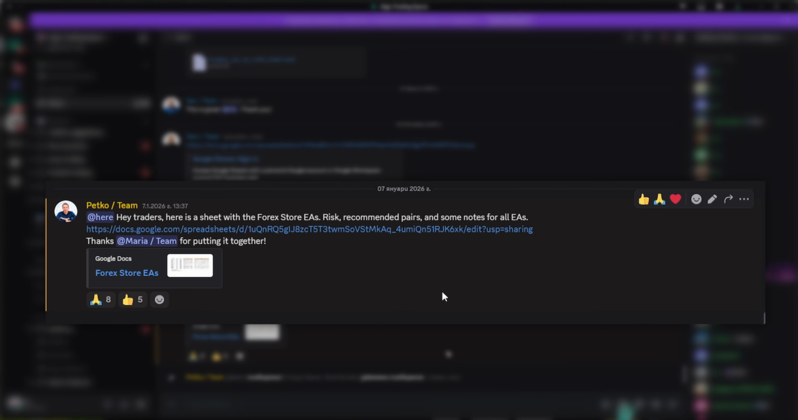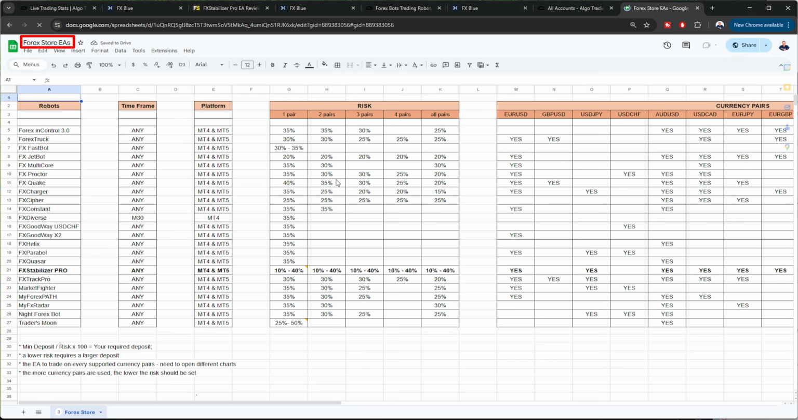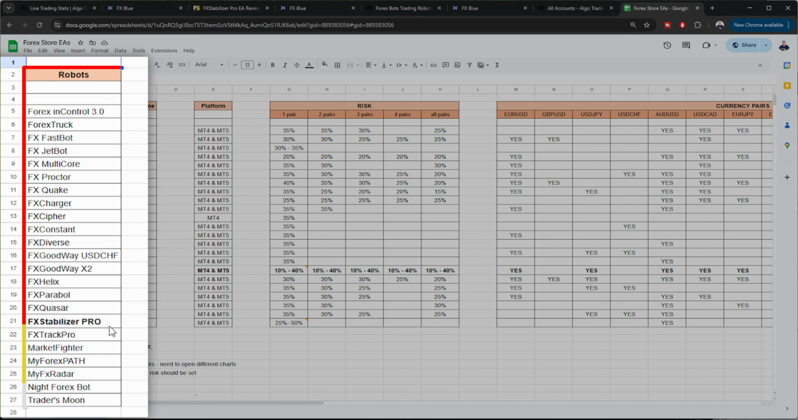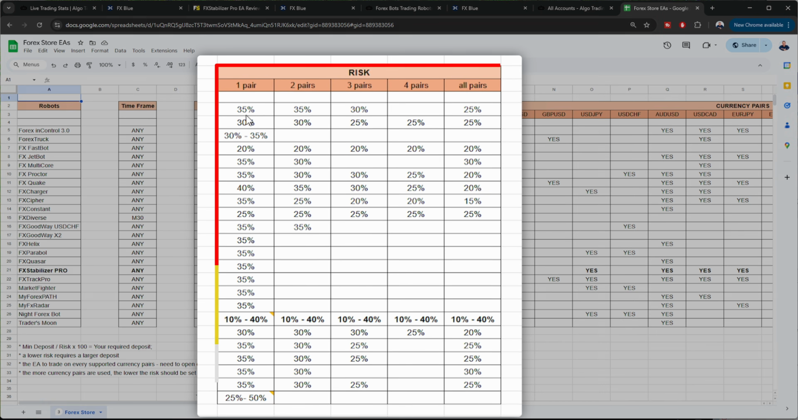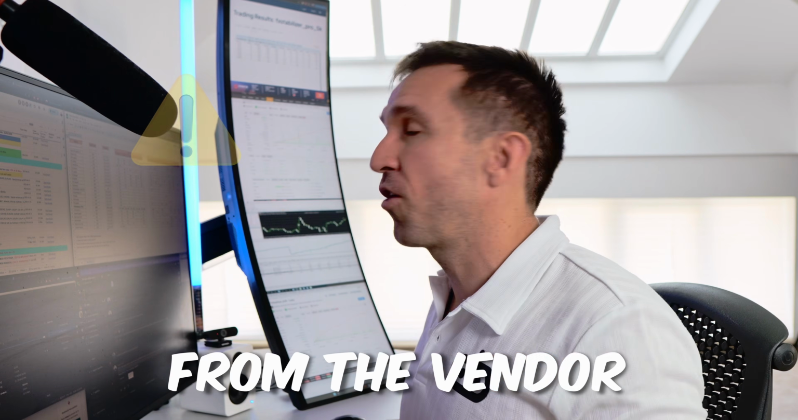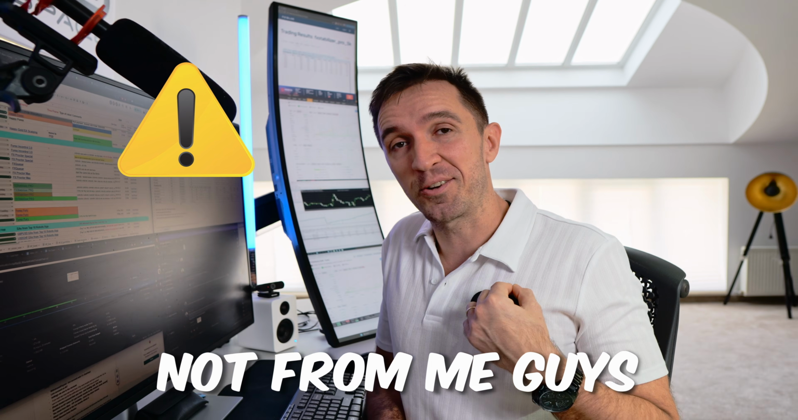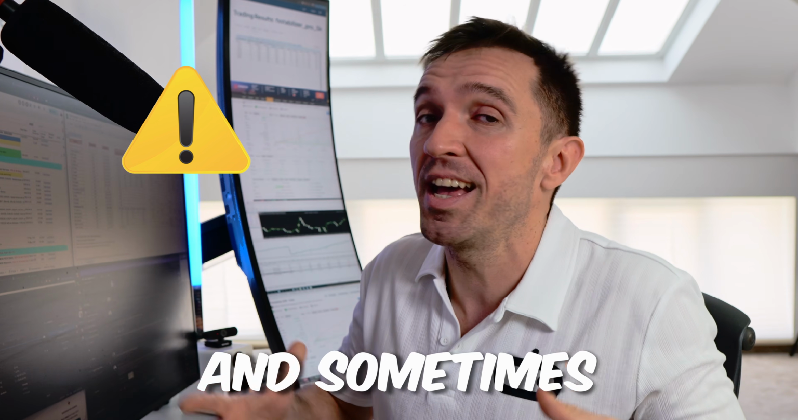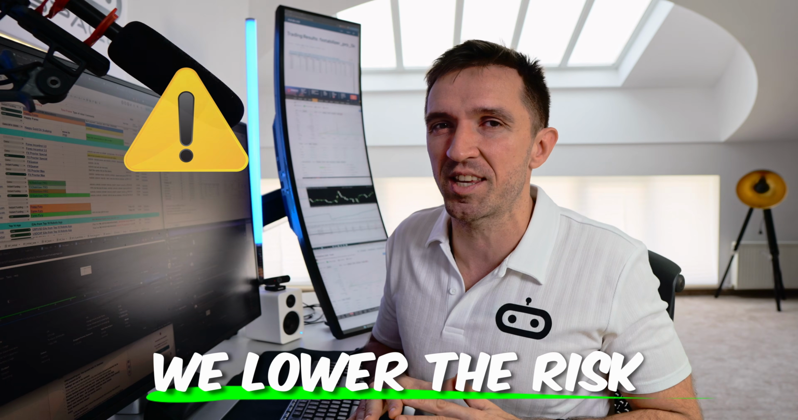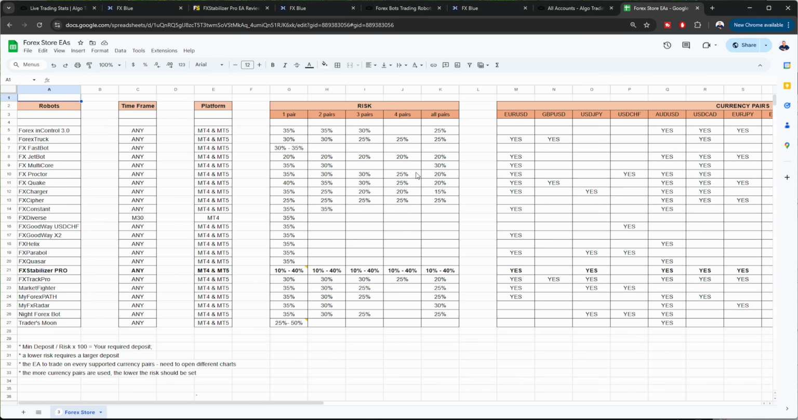And just the other day I shared in our Discord a sheet that one of my traders made, where we've put together all of the expert advisors coming from Forex Store, and they have this protection system, and here are the recommended settings from the vendor, not from me, guys. Okay, that's very important. We just follow what the vendors recommend, and sometimes we lower the risk even further to make sure we don't lose the accounts.